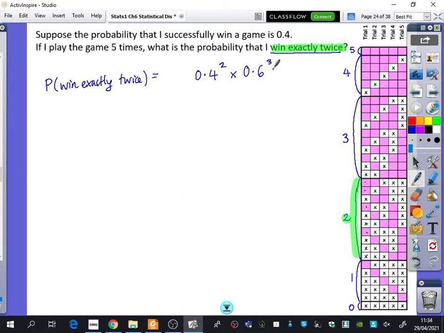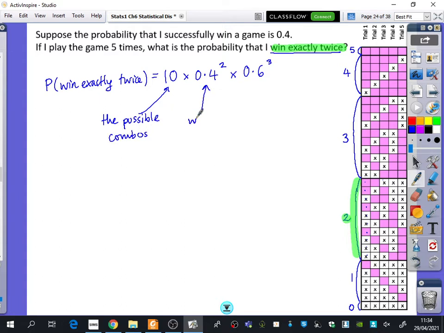But you said to multiply by 5 at the beginning. I don't think I should be multiplying by 5 for this. There are 10 different ways that you can win twice and lose 3 times. You don't have to believe me. You can just guess a way of winning twice and losing 3 times. You will find it somewhere in that list, because that is the only possible combinations of that. So I'm going to multiply it by 10. The 10 is the possible combinations. I'm just going to write the possible combos.